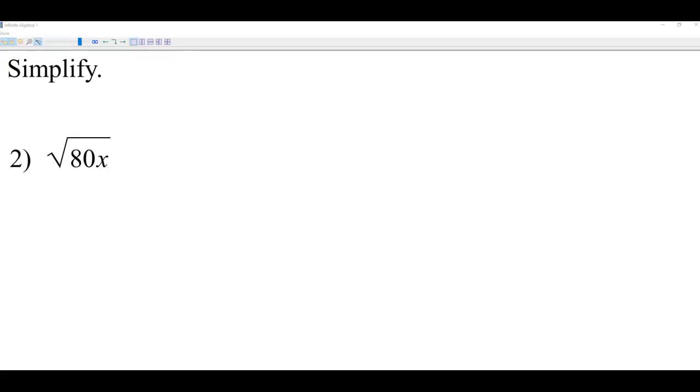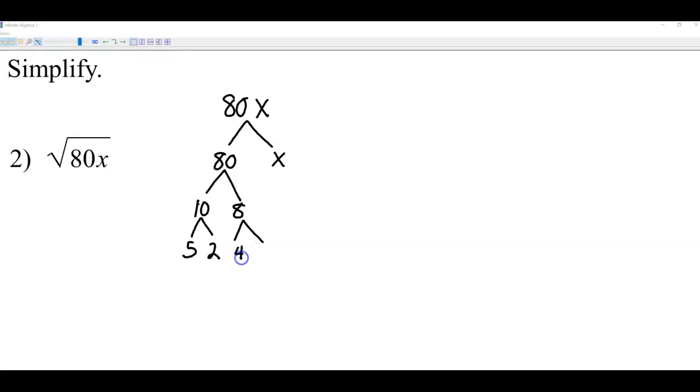So the first thing I want to start off with here on number 2 is just simplifying a square root. The first thing we do to simplify a square root is we're going to break it apart. So I'm going to separate the number from the letter. Next, we have 80 is 10 times 8. 10 is 5 times 2. 8 is 4 times 2. And 4 can be broken down again into 2 times 2.